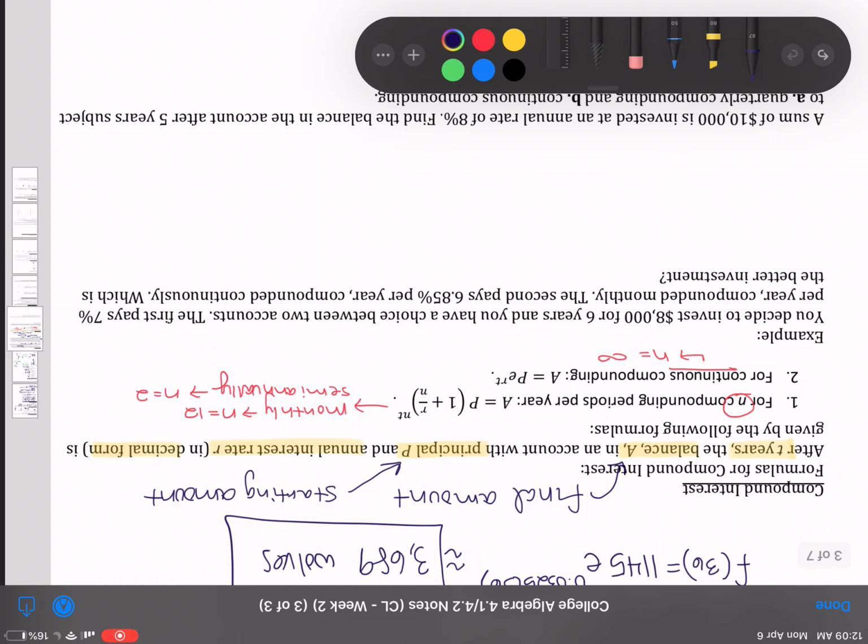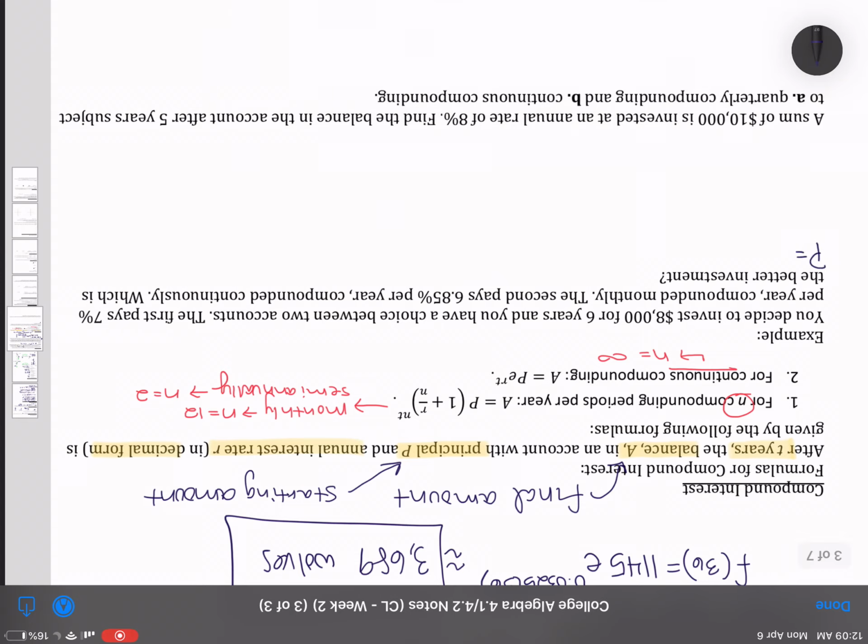So we're going to do these two examples. You decide to invest $8,000. That's your starting amount, so that's our principal, for 6 years, that's your time. And you have a choice between two accounts. Your first account pays 7%, so our rate is 0.07, and it's compounded monthly, so that's your n value.